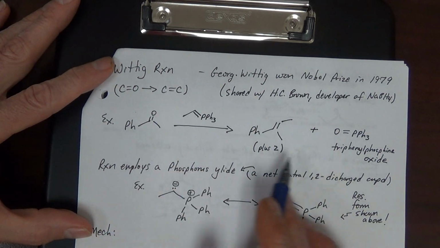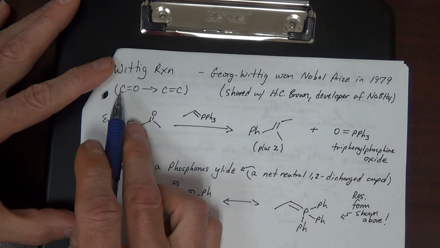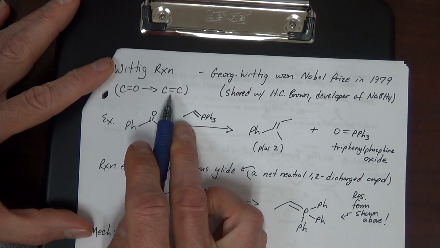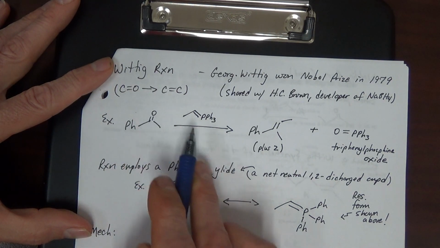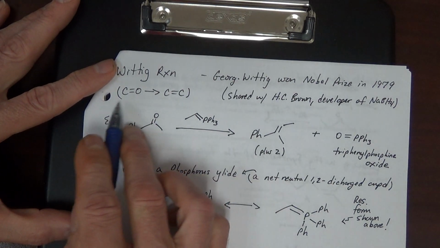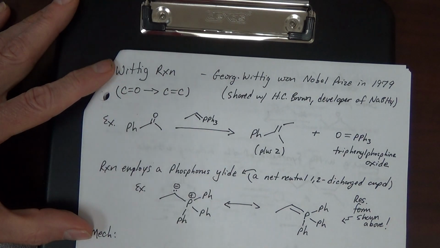In terms of functional group transformation, we can consider it converting a carbonyl to an alkene. It's a great way to make alkenes, with a carbonyl compound being one of the starting materials.